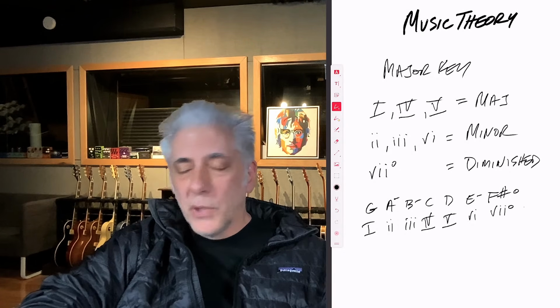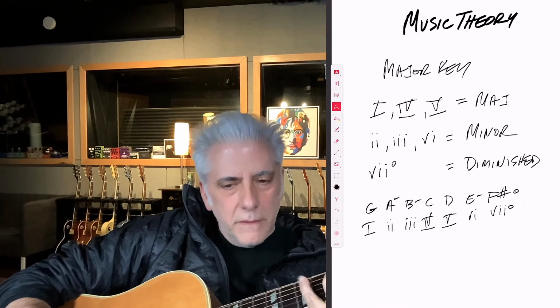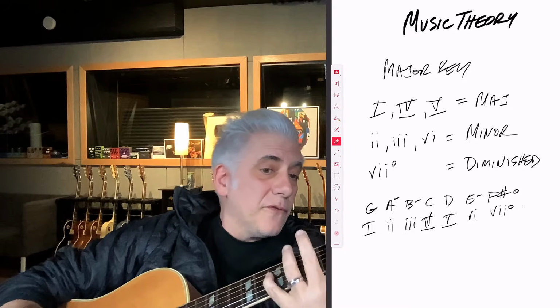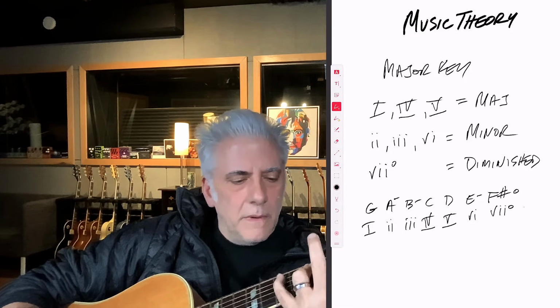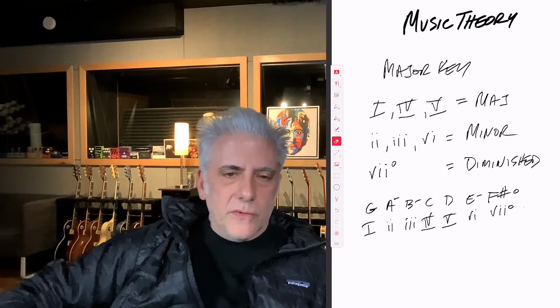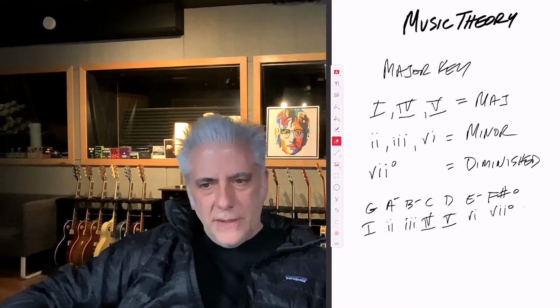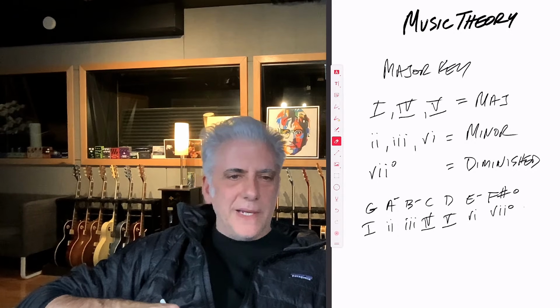So if you want to do a blues in G, the 1, 4, 5 is G, C, D, right? That's a 4 chord. C, G, D, C, and then back to G. Okay, that would be a basic blues in the key of G, but it's using G major, C major, D major.